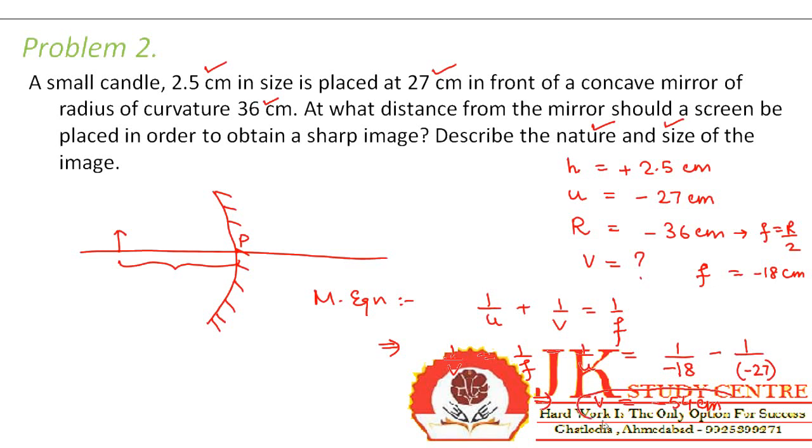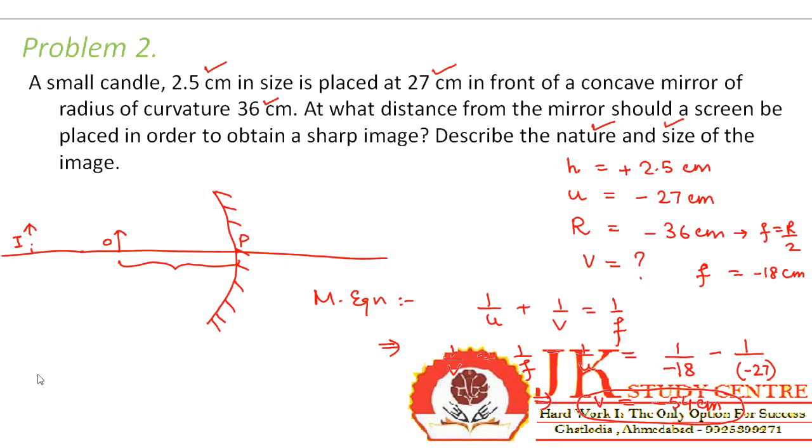So what does it say? It says that the image will be formed at a distance of 54 centimeters from the mirror, and the sign is negative. That means the image will be formed somewhere here, right? This would be my image. Now it doesn't tell anything about whether the image will be erect, virtual, or how it will be.